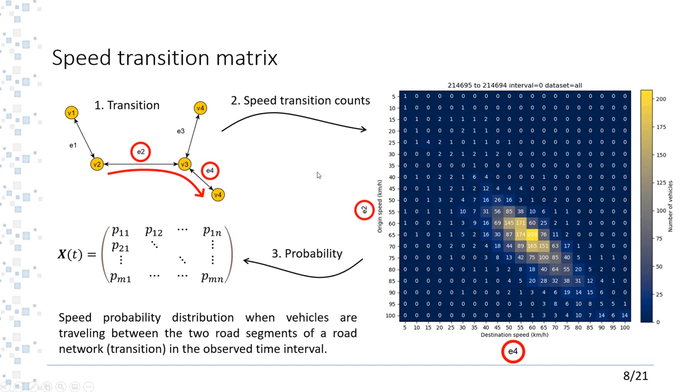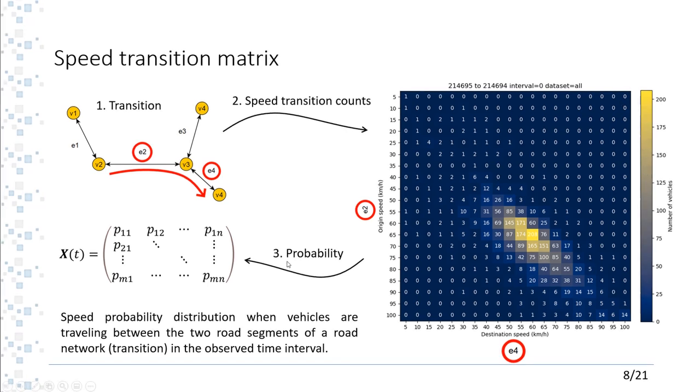With those two values, we can construct this kind of matrix. So this matrix represents data for one transition in one time interval. We mentioned eight time intervals in the past slide. So for one time interval, we get the empty matrix. Then we count the speed transitions between the origin speed, so the average speed on the origin link, and the average speed on the destination link. So this matrix will show us the count of speed transitions for one transition in one time interval.